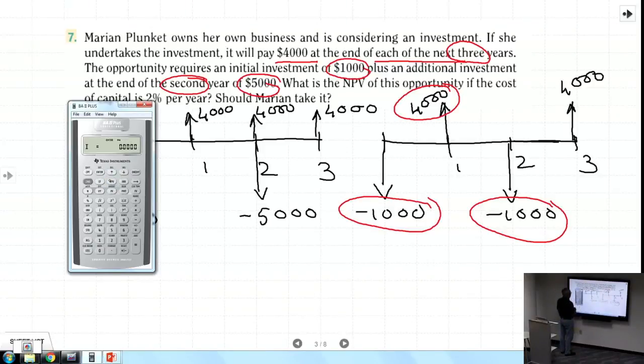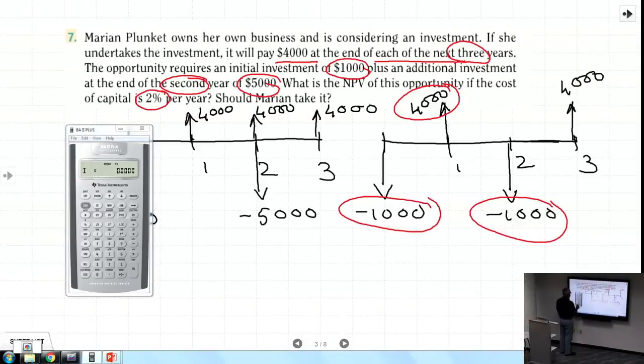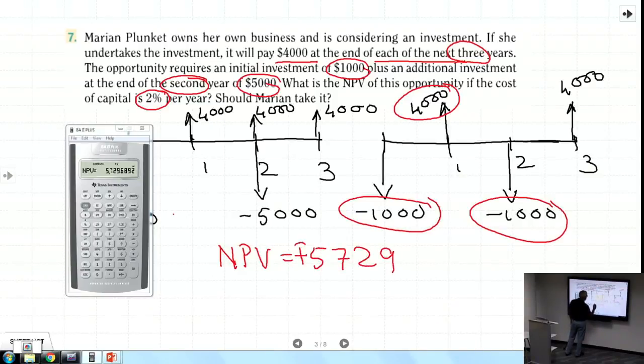Then I go to net present value. The discount rate over here is 2%. The opportunity cost of capital is 2% as the problem stated over here. So this is 2%. Enter. And then down arrow. And when I see NPV, I'm going to hit the CPT key. Which is 5729. So net present value is 5729. It's positive. So our proposition would be to accept this proposal. Should you take it? The answer would be yes, you should take it.